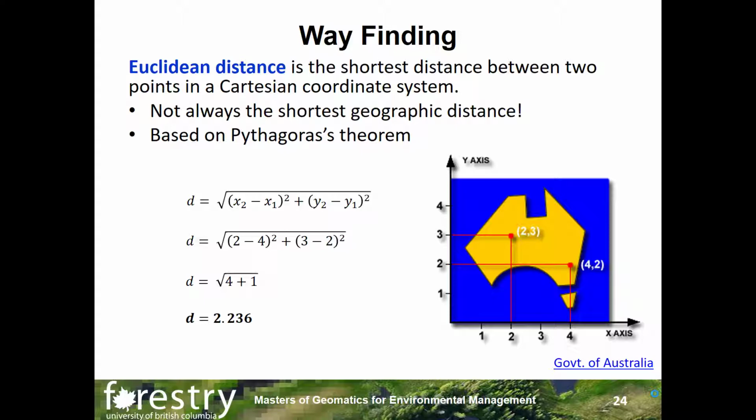Now the units of this coordinate system are undefined and arbitrary, but any calculation of Euclidean distance would be in the same units as the map. So we would say this is 2.236 units of distance, could be meters, kilometers, between those two coordinate pairs.